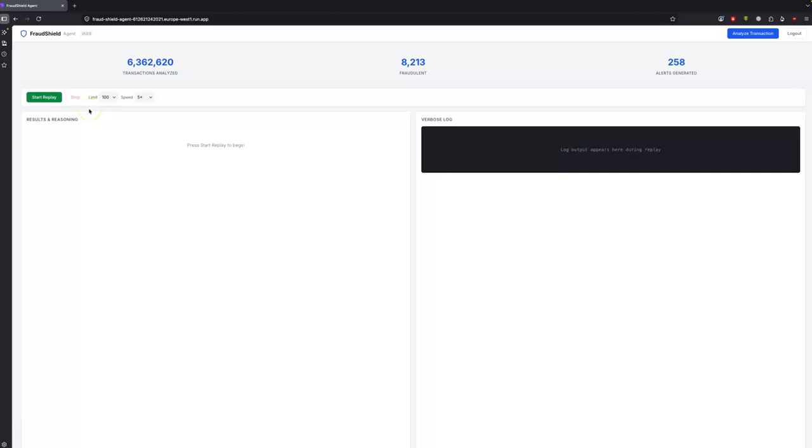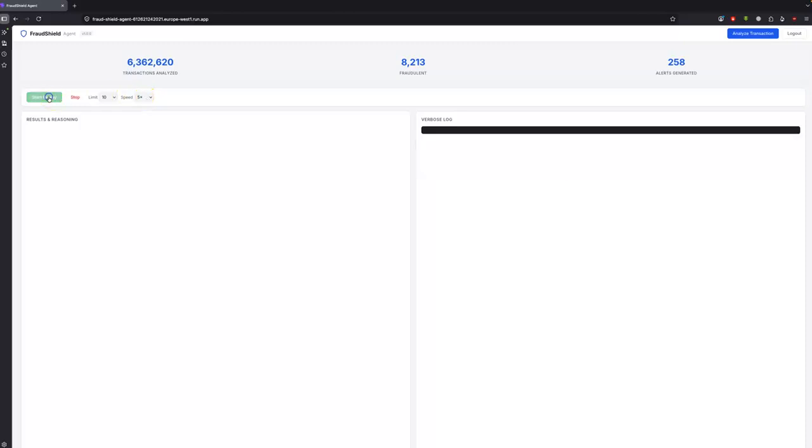With the challenge we faced of simulating real transactions, we decided to create a replay engine which helps us simulate transactions as they happen, and then we can see FraudShield in action. I'll start replaying. We fetch the last 10 transactions, so they are going to be coming in as real transactions will come into the system, and then FraudShield will give us its suggestions.